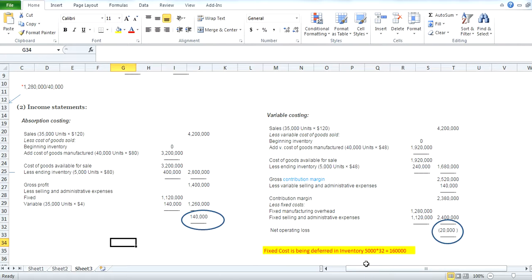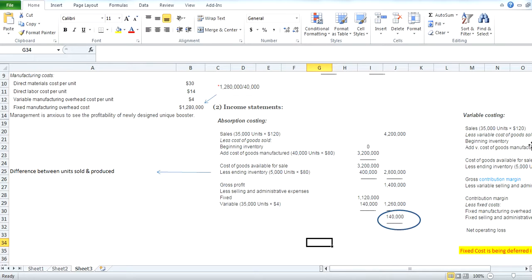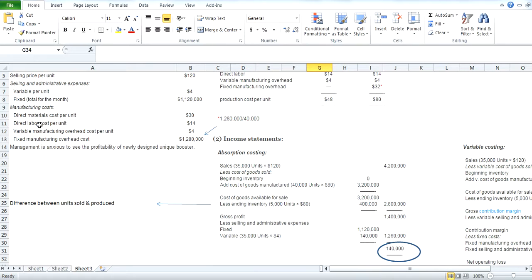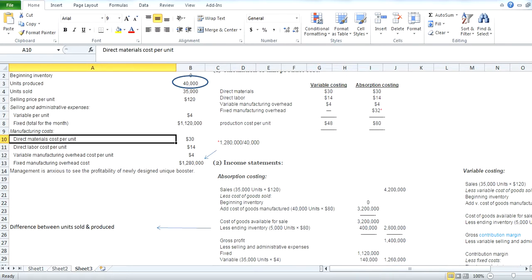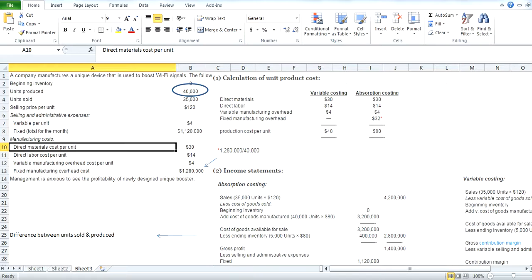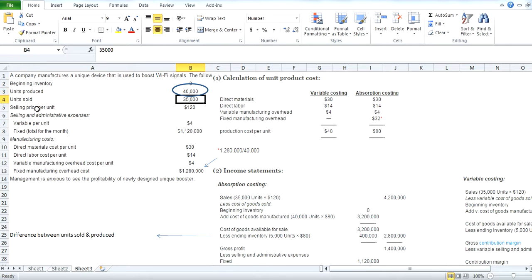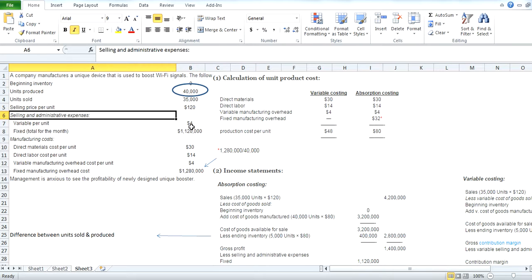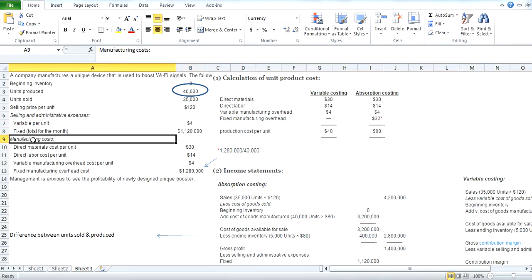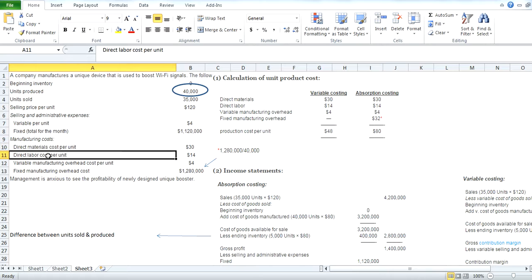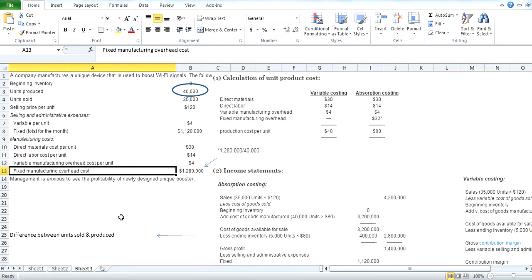So now I wanted to show you guys another comprehensive example here that includes the income statement. So here's a company. They produced 40,000 units. They've sold 35,000. We have our selling price. We have our selling and administrative expenses. We have our manufacturing costs: direct material, direct labor, variable manufacturing overhead, and our fixed manufacturing overhead.